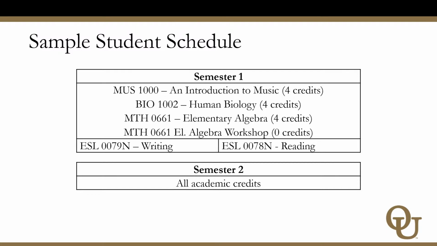You would also be taking the Level 7 writing course during the first part of the term and the Level 7 reading course during the second part of the term. Once you've successfully completed those courses, then in your semester 2 at Oakland University, you would only be taking academic credits.